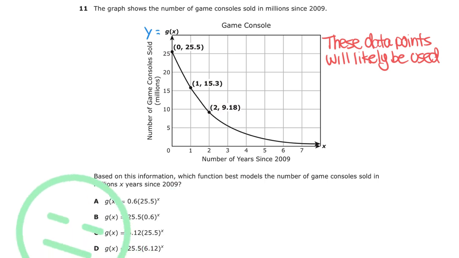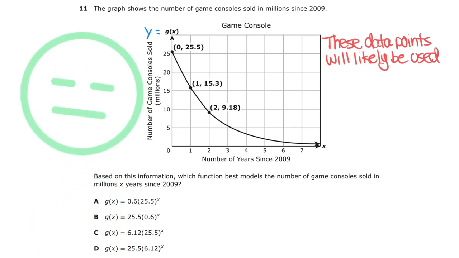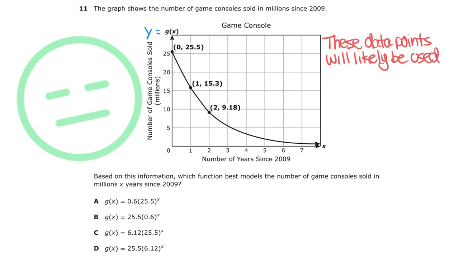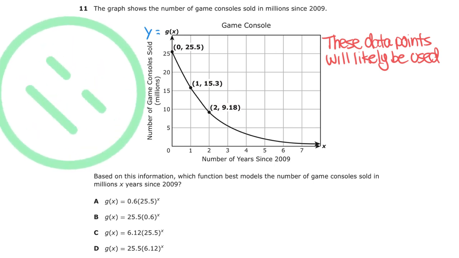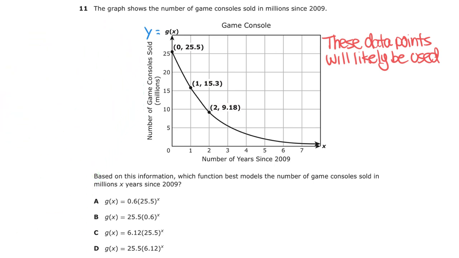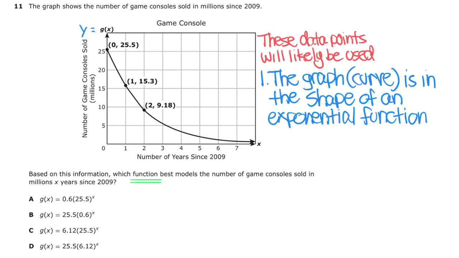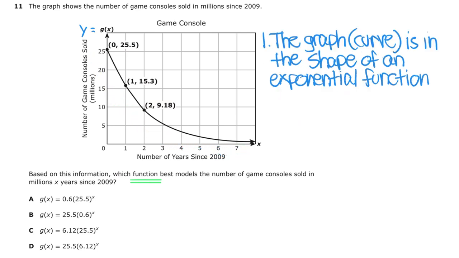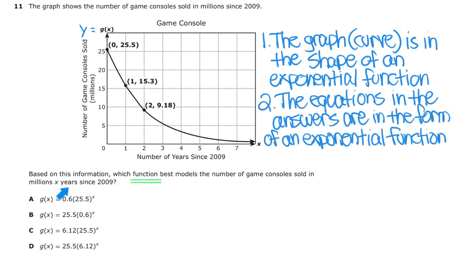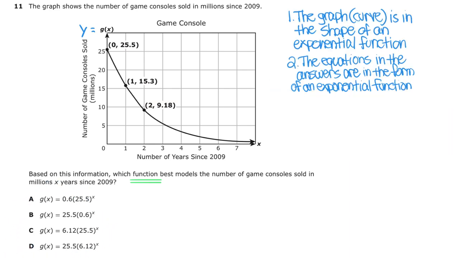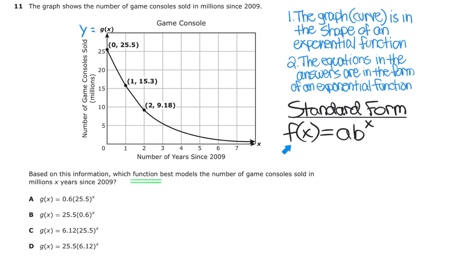Side note, we're not told where this information comes from, so who knows if it's even accurate, but we'll use it anyways. Since the question mentions the word function, I want to point out two things. The graph above is in the shape of an exponential function, a decreasing exponential function. Number two, the equations in the answers are in the form of an exponential function. The standard form is f of x equals a times b to the x.